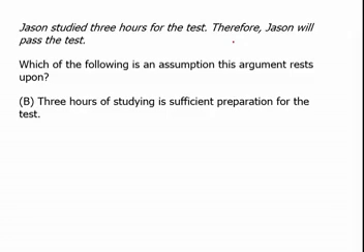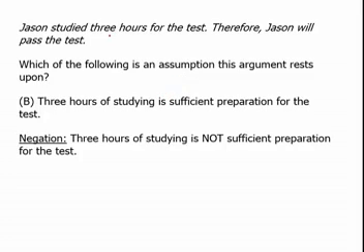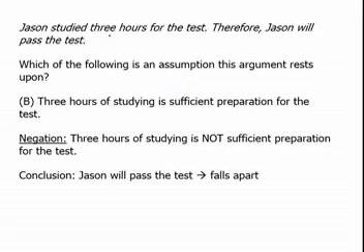Let's take a look at B. 3 hours of studying is sufficient preparation for the test. Where's a good place to add that no or that not? 3 hours of studying is not sufficient preparation for the test. That's a good place. What happens? Well, it says he studied 3 hours, therefore he'll pass the test. If it turns out 3 hours is not enough time, then he will not pass the test. So it's not sufficient preparation, he will not pass the test. Therefore, the conclusion will fall apart. Jason will not, sorry, poor Jason, you will not pass the test. That is how negating the assumption works.